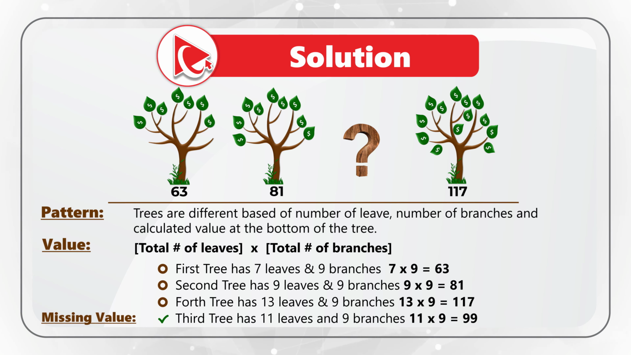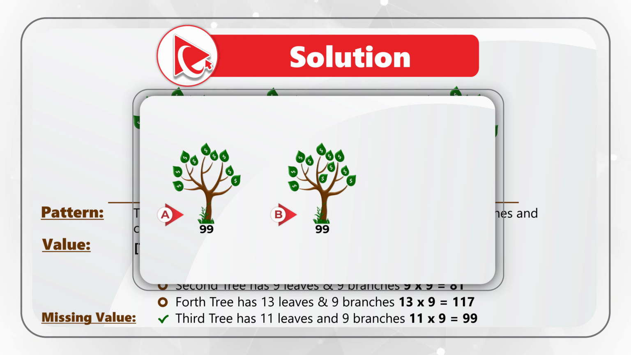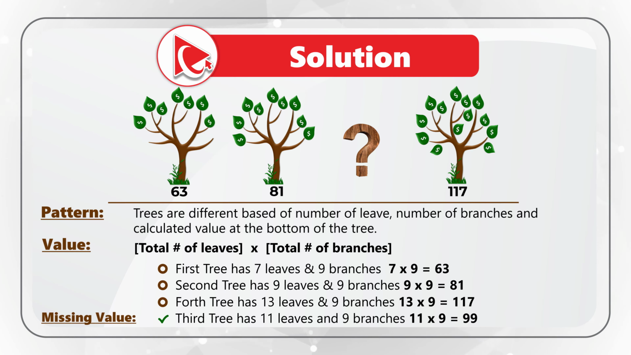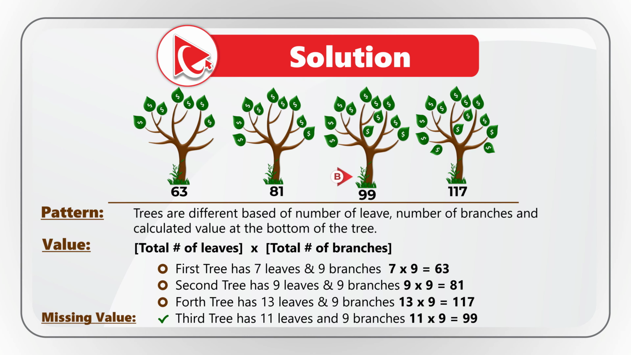What's interesting here is that choices A, B, and C all have a value at the bottom of 99, but the correct choice here is only choice B, because only choice B has 11 leaves and 9 branches, and multiplying 11 by 9 equals actually 99, which matches the formula. So the correct choice here is choice B. Hopefully you've nailed this question and now know how to answer similar problems on the test.